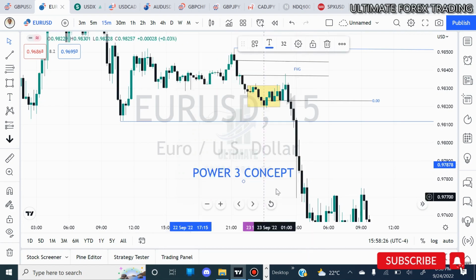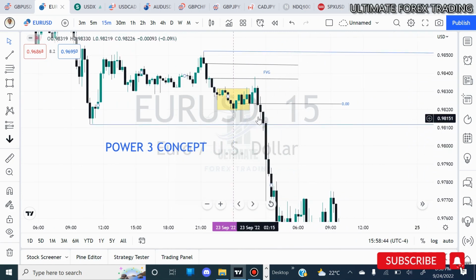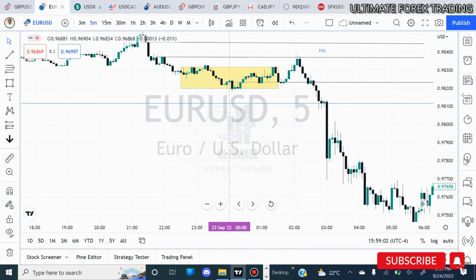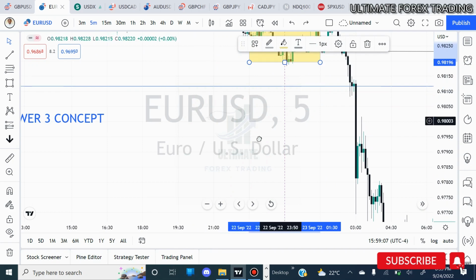Let me bold it so that you see it. Power tree concept is made up of three things: accumulation, manipulation, then distribution. If you notice something here, unlike the one I just gave the example previously, price didn't give second entry here. Maybe on the lower time frame, let us see on the 5 minutes, there was no second entry, right? There was no second entry here.